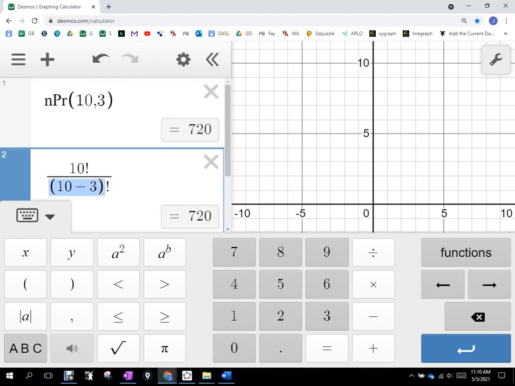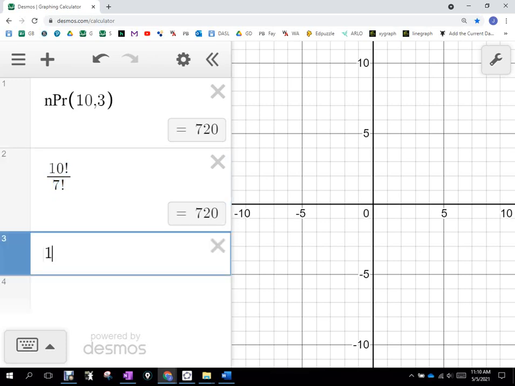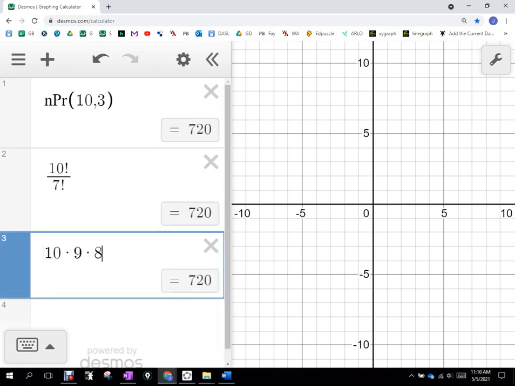Or you could just do 10 minus 3, we all know that's 7. But what are the values that are going to cancel? If I look at this multiplication, will there be a 7 in the numerator? And there's a 7 in the denominator, right? So they're going to cancel, but everything to the left of 7 will not. So 10 times 9 times 8, there's your 720 that way. Okay? So that's the best way of doing it.